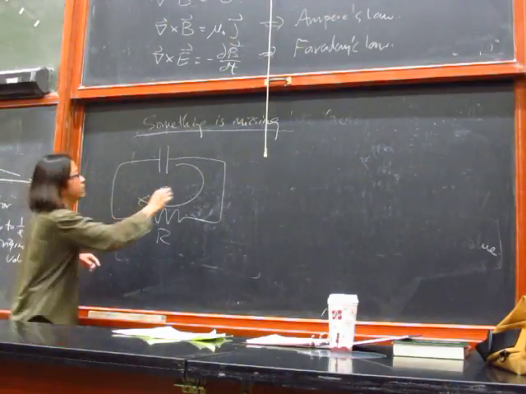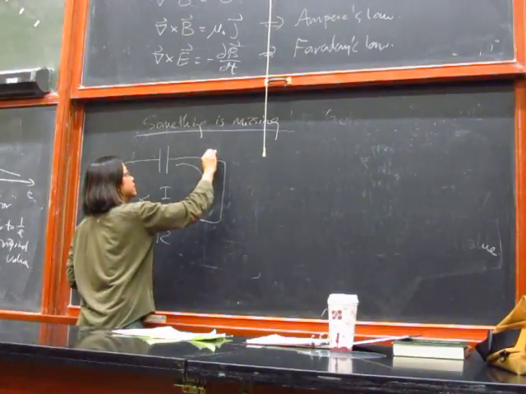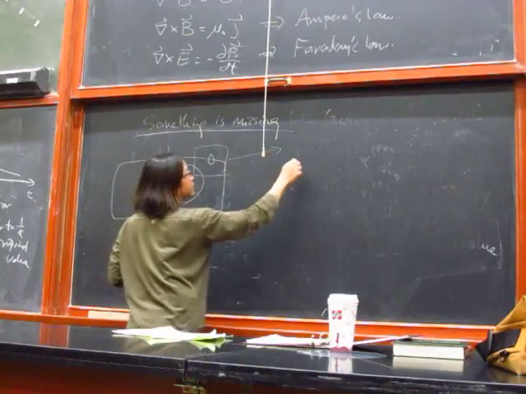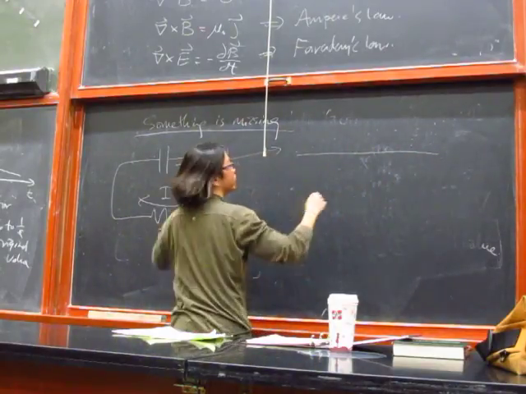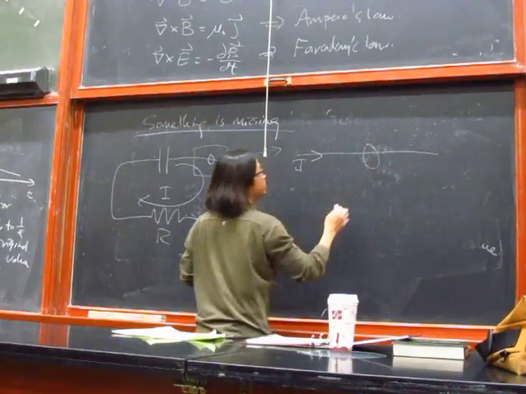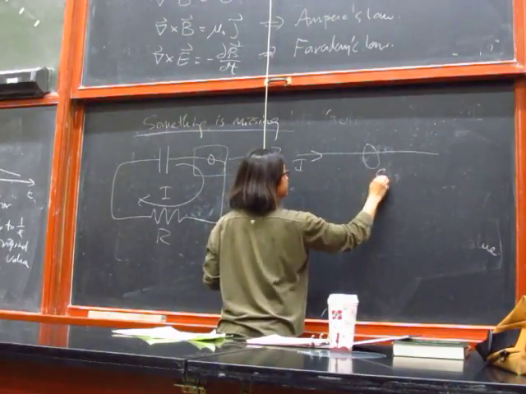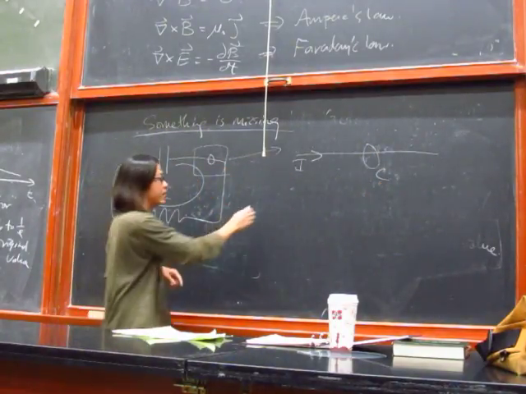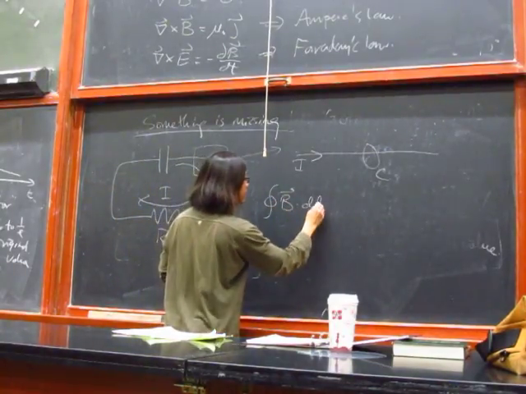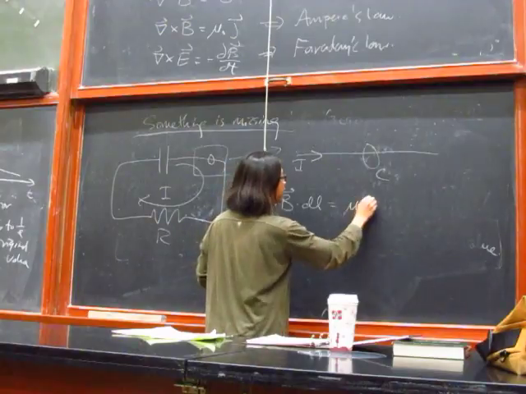If I just look at the loop here, let me put this up. I have a wire, and current is flowing. If I look at the loop C, then from Ampere's law, the line integral of B dot dl is equal to mu naught I enclosed.